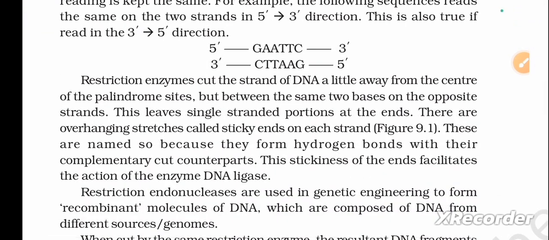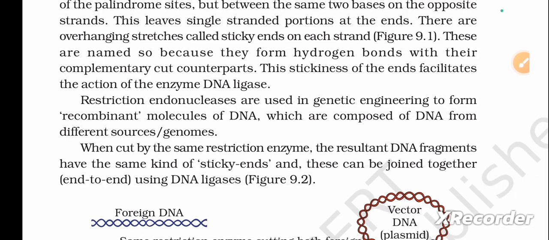Restriction enzymes cut the strand of DNA a little away from the center of the palindrome sites, but between the same two bases on the opposite strands. This leaves single-stranded portions at the ends. There are overhanging stretches called sticky ends on each strand. These are named so because they form hydrogen bonds with their complementary cut counterparts. This stickiness of the ends facilitates the action of the enzyme DNA ligase.